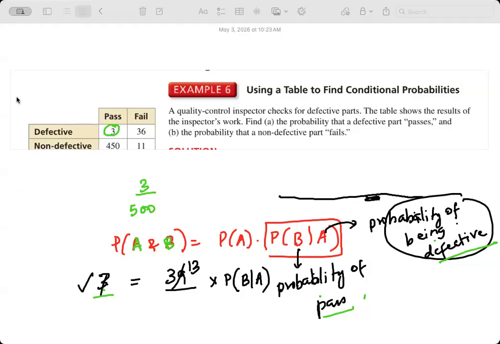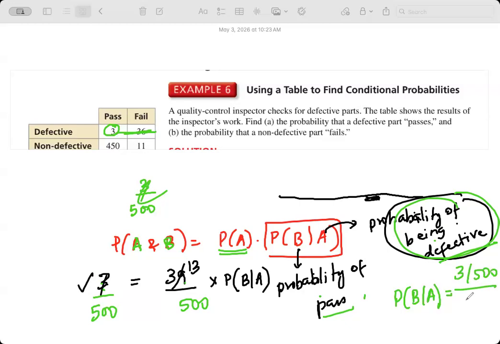Here, I just wrote down the number. Out of 500, the probability of A means being defective alone. Defective alone is 39 out of the total, 500. So the conditional probability becomes 3 out of 500 divided by 39 out of 500, which is 1 by 13. Sahana, you got 1 by 13, right?